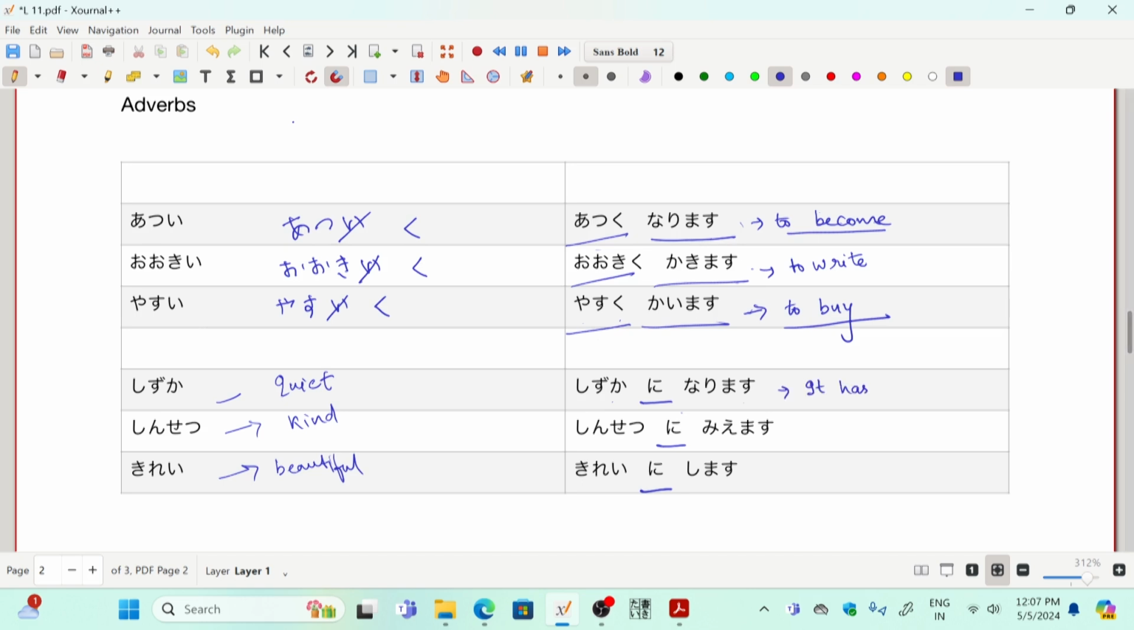Okay. Or even in the future tense we can use narimasu. It will become quiet. Shizuka ni narimasu. Or shizuka ni hanashimasu. So I'll talk. If we say as another example, shizuka ni hanashimasu. Hanashimasu is to talk. So when I say shizuka ni hanashimasu, I talk quietly.